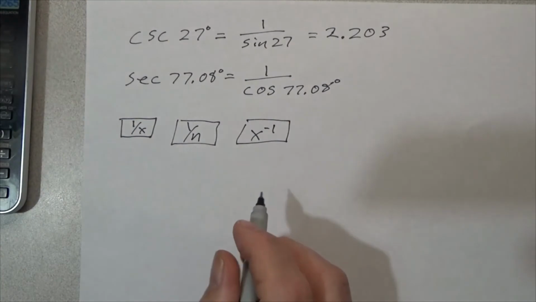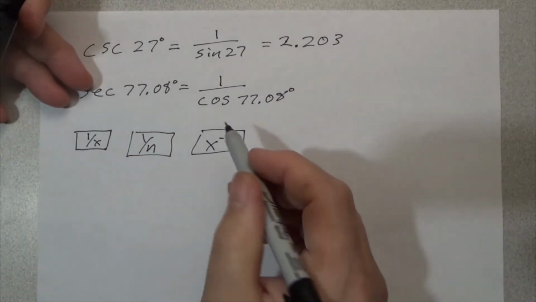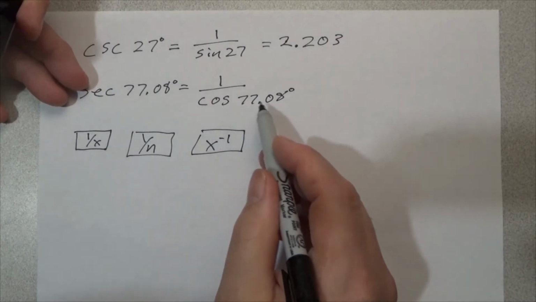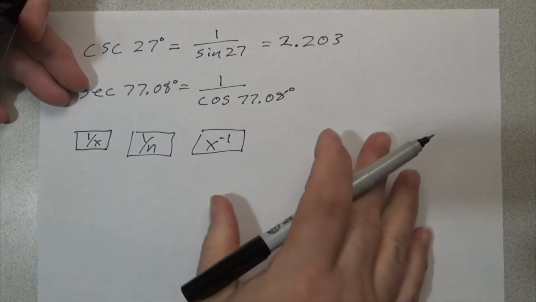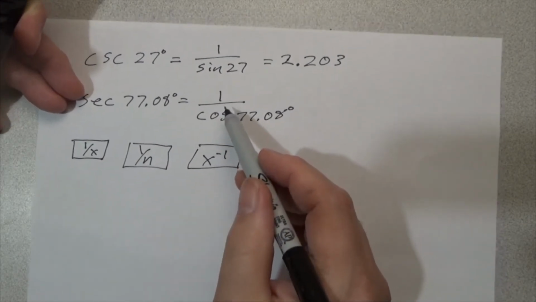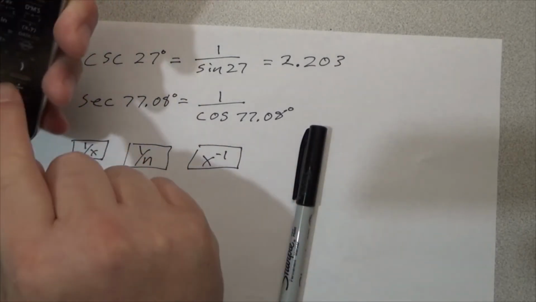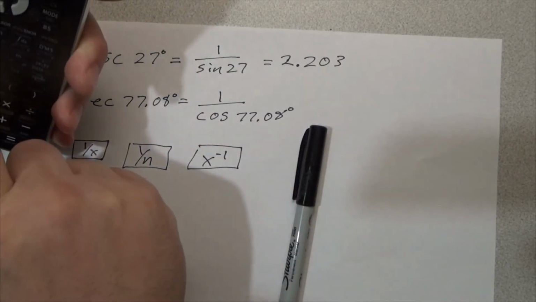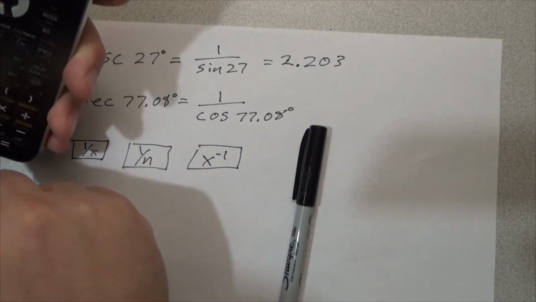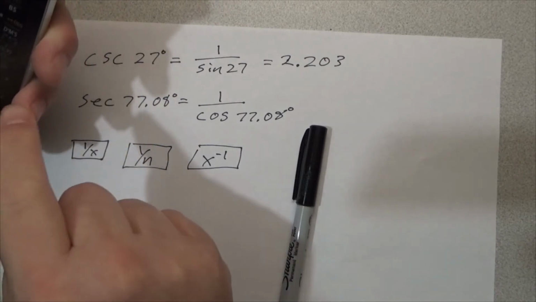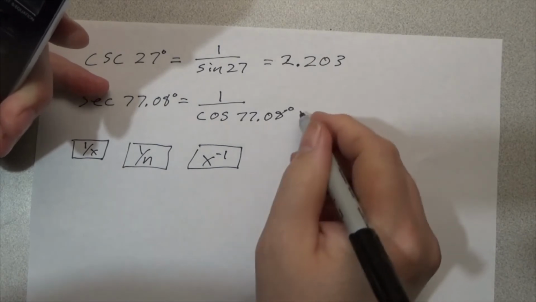That's your inverse button. So if you were doing this problem that way, you could just simply hit cosine 77.08 and then hit your inverse button. If you don't know where it is, that's okay. You can just simply use it this way. 1 divided by cosine 77.08, and I have 4.472.